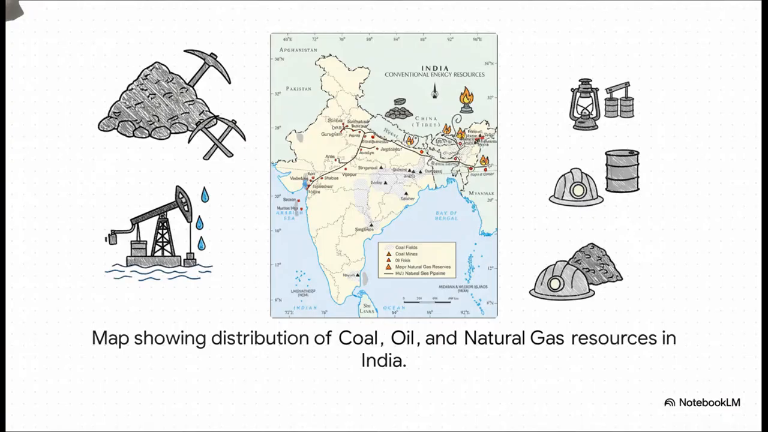Okay, take a moment and have a good look at this map. For your map work, you absolutely must be able to locate the major coal fields, like Jharia and Bokaro in Jharkhand, and of course the major oil fields, like Mumbai High Offshore and Digboy in Assam.